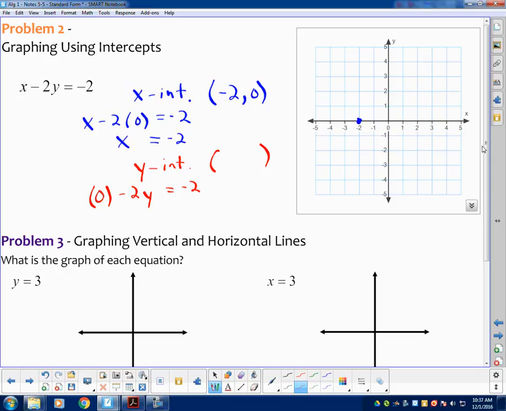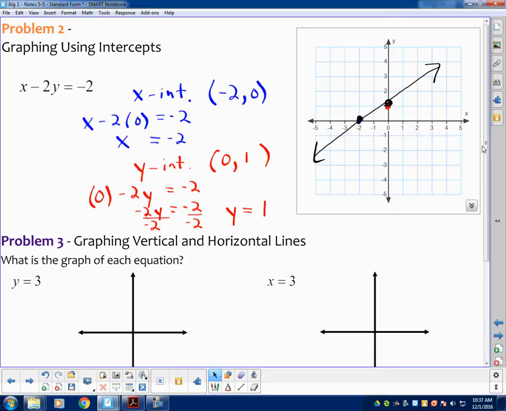0 minus 2y is minus 2y equals -2. If I divide each side by -2, I get y equals -2 divided by -2, which is 1. And so my y-intercept is at 0, 1. So I go over to my graph, place a point at 0, 1. And if I have 2 points, the x and y intercepts, I can go ahead and draw my line through those 2 points, here and here. And there is the graph of my line, x minus 2y equals -2.